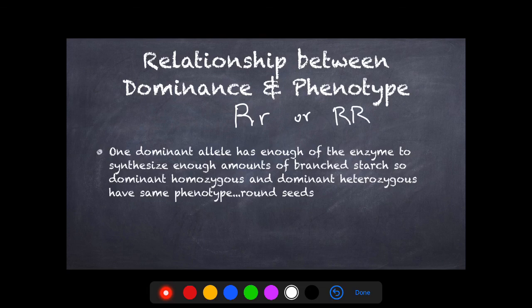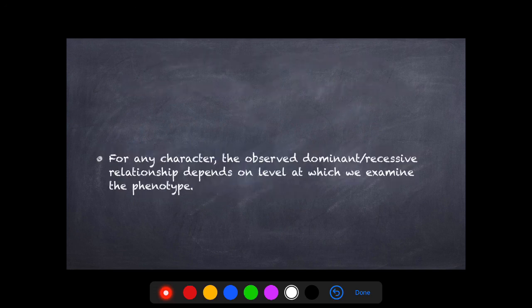So whether you have big R, little r, or big R, big R, which is also round, you are going to still have the same phenotype, which is round seeds. Whether you have two big R's, so you have plenty of enzymes to convert unbranched to branched, or you just have one R, you're still going to have enough enzymes. And that's why they both are able to show round seeds, which is, I think, really cool, that we can kind of see the background of why a seed is round or why a seed is wrinkled.